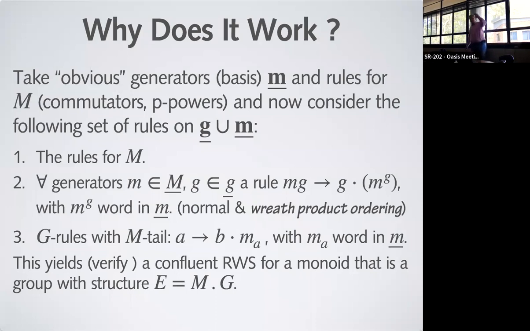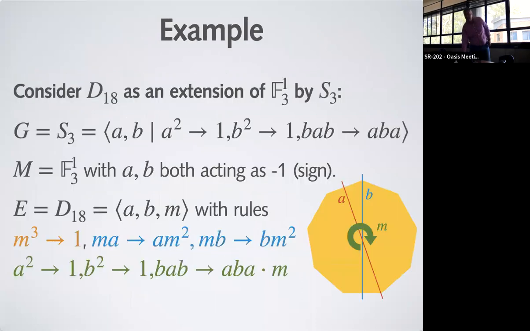Together, one can show that this then will give me a confluent rewriting system for a monoid in which every element has an inverse, so it is a group, and it is a group with the structure of such an extension. So that's how I can write down such a rewriting system for the extension. And, oh yeah, the verifying one has to do, this is not trivial, but one can do so.